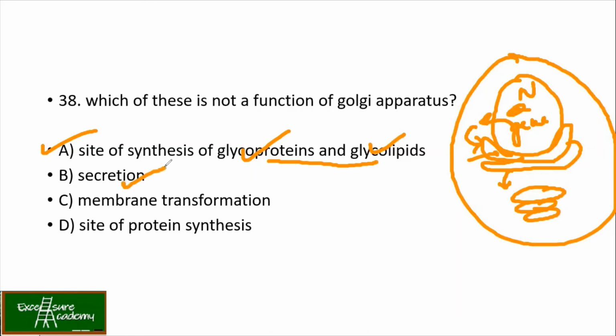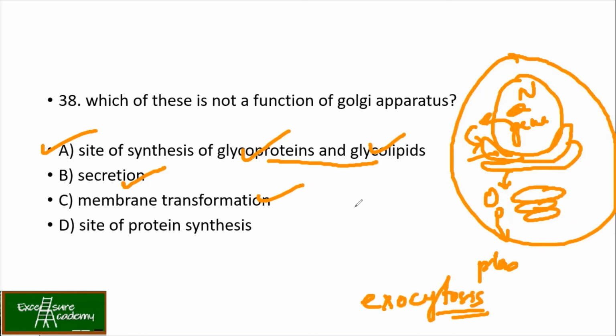It is meant for secretion, yes. It helps in membrane transformation, yes, because the lipids which get integrated into the membranes in the form of vesicles are formed from the Golgi apparatus, and then they fuse with the plasma membrane, as in the process of exocytosis. So they help in the membrane transformation.